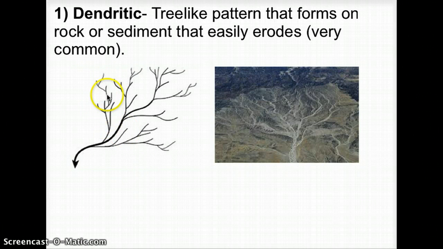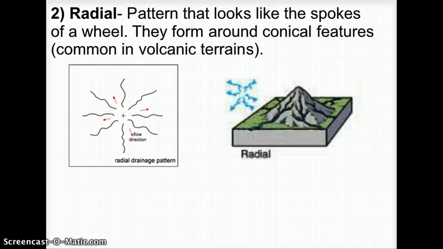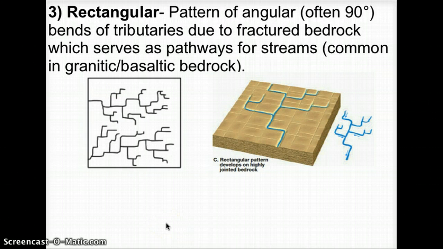They often start up in the mountains, that would represent this area up here, and eventually they combine and make their way down the slope. The next one is radial. This often forms on features like a volcano or a mountain, where it starts at a point up high and they fall down the slope. The last one is rectangular. These are often 90-degree angles and are due to fractured bedrock, which serves as pathways for streams.